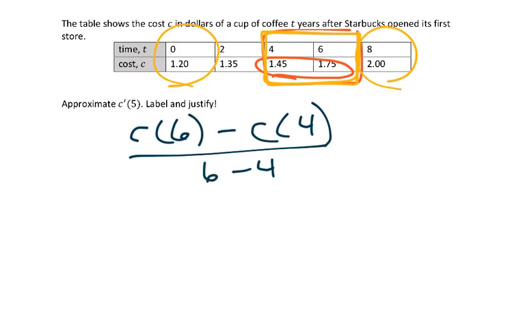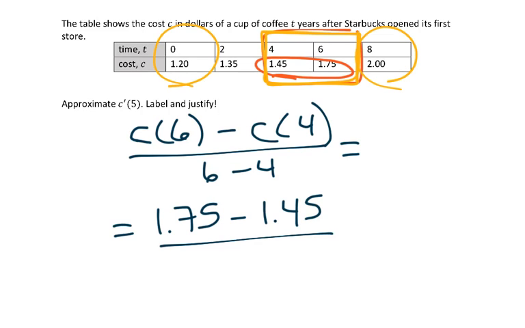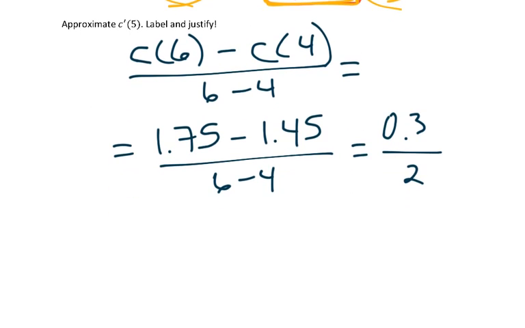Okay, so if we follow through on this, we know that C of 6 is, well, let's do it down here, 1.75, and the cost at the 4 years would be 1.45. And what I end up getting is 0.3 over 2. And if I simplify that further, that gives me 0.15. So we just found the average rate of change.